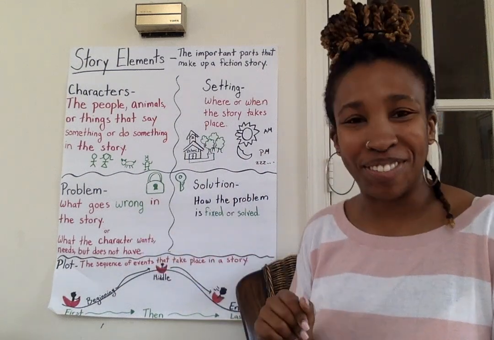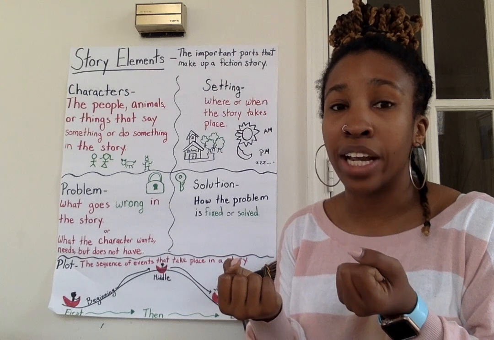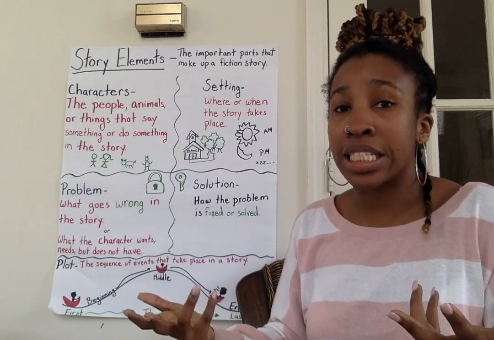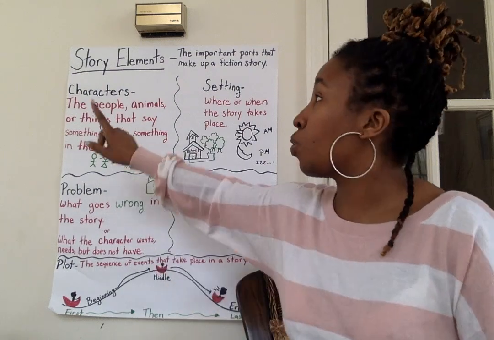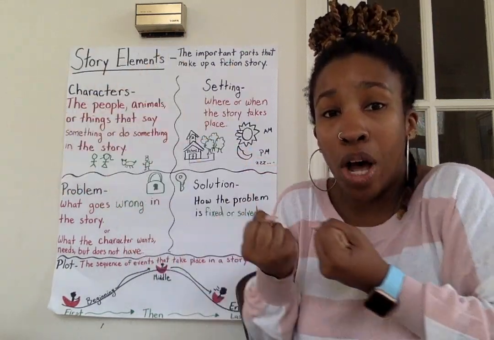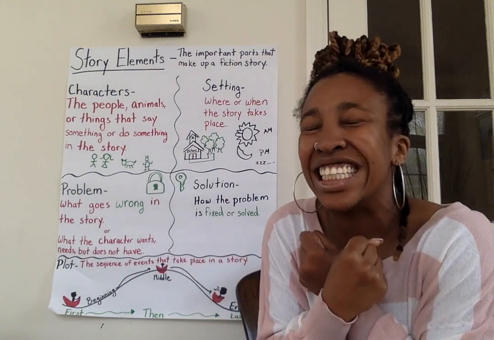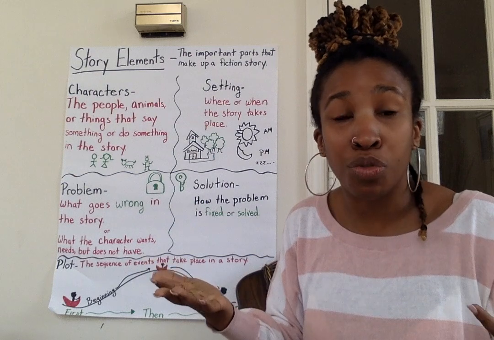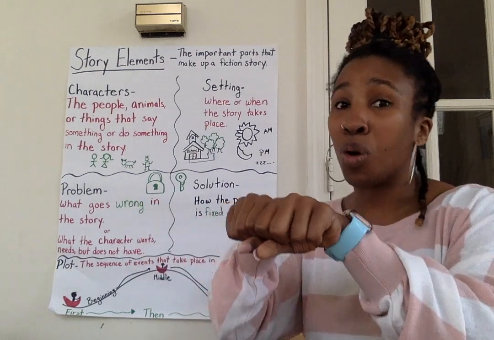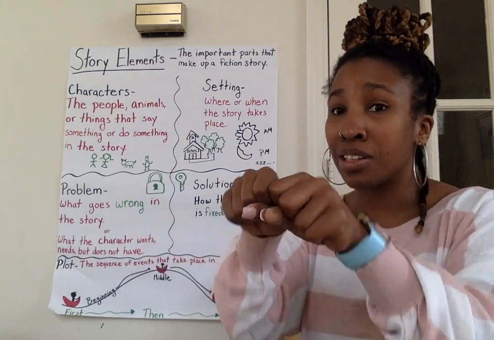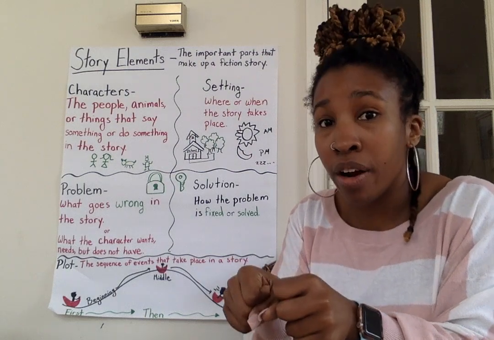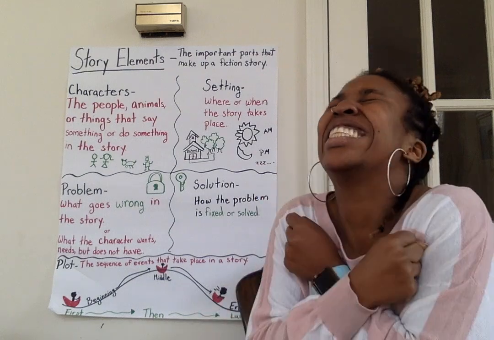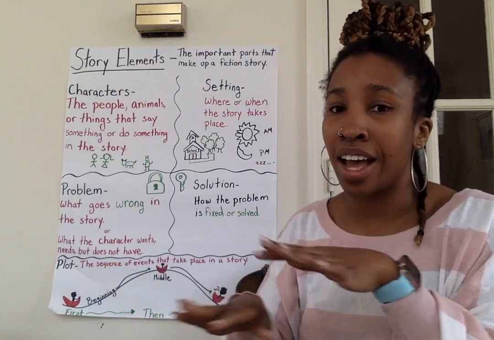So the problem is what goes wrong in a story. It's like things were together, but something went wrong. Or you could say the problem is what the character wants, what they need, but they do not have. So the problem could be seen in two different ways. It could be what goes wrong in a story. It was together, then it broke. Or it could be what the character wants, needs, but does not have.